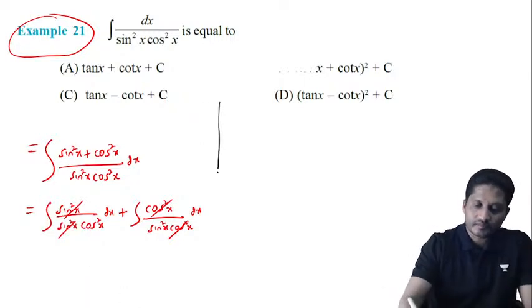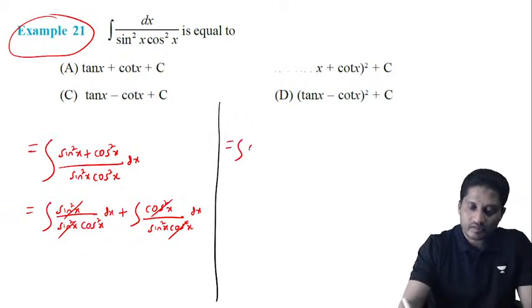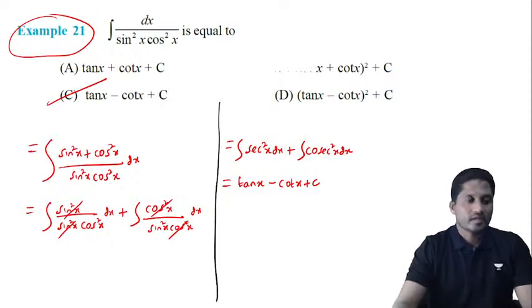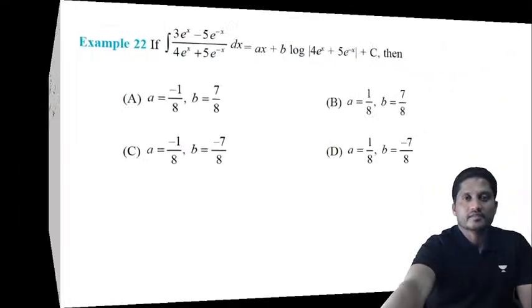So this becomes integration of 1 by cos square, you get sec square x dx, plus integration of 1 by sine square, you get cosec square x dx. Right, integration of sec square x is tan x, and integration of cosec square x is minus cot x, and plus c. So this is tan x minus cot x plus c. Answer is option C. Let's move to the next question.